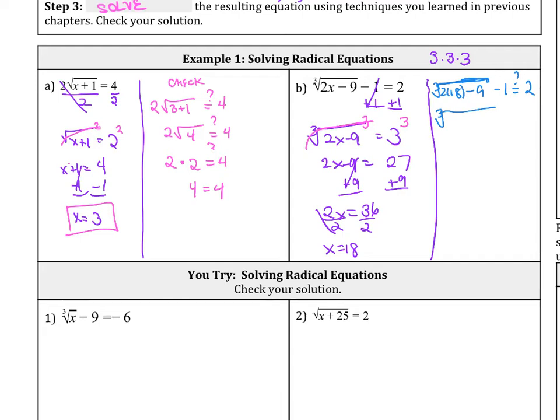So cube root of 2 times 18, which is 36, minus 9, minus 1. 36 minus 9 is 27. And then cube root of 27 is 3. So 3 minus 1, does that equal 2? And yes, 2 equals 2. So x equals 18 is our solution.